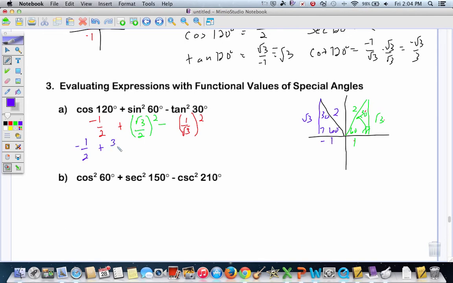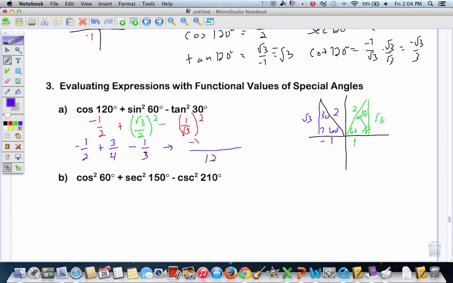If I do the work here, then I have -1/2, plus square root of 3 over 2 squared. Square root of 3 times square root of 3 is just 3. 2 times 2 is 4. And minus 1 squared is 1. Square root of 3 squared is just 3.